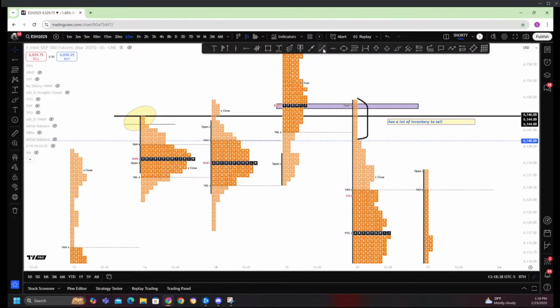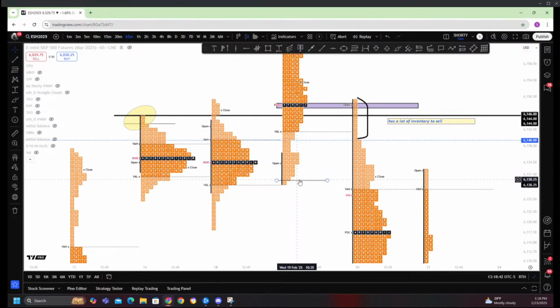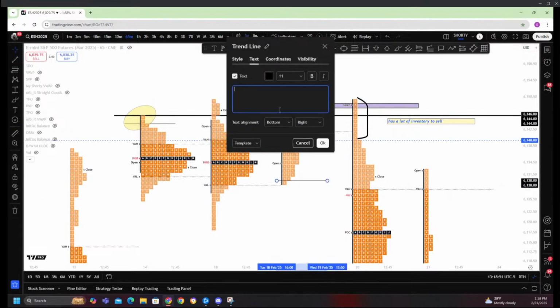Like here, on this day right here, is this a poor high or poor low? I'm sorry, I flipped it for you guys. Is this a poor low? Yeah, it's just a poor low, isn't it? Yeah, this is 100% poor low. This is a poor low.